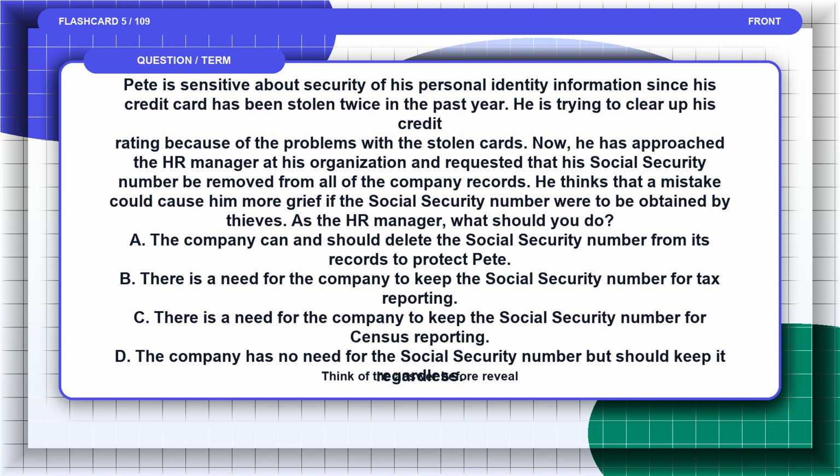The company can and should delete the Social Security number from its records to protect Pete. There is a need for the company to keep the Social Security number for tax reporting. There is a need for the company to keep the Social Security number for census reporting. The company has no need for the Social Security number, but should keep it regardless. Pause and think of the answer before the reveal.